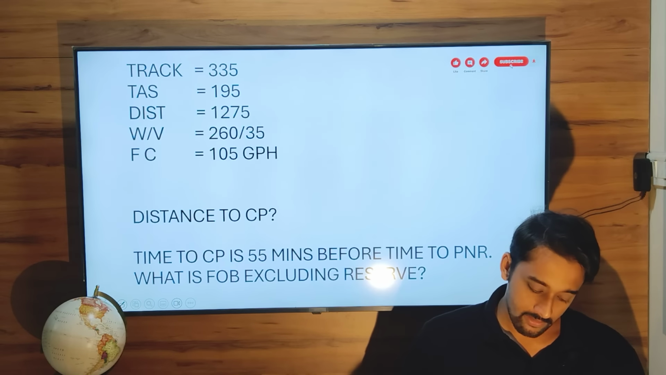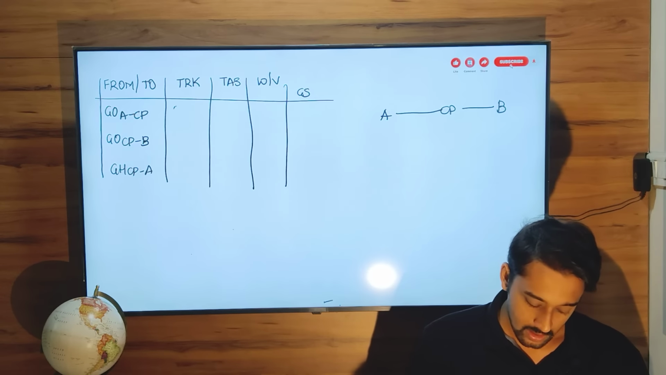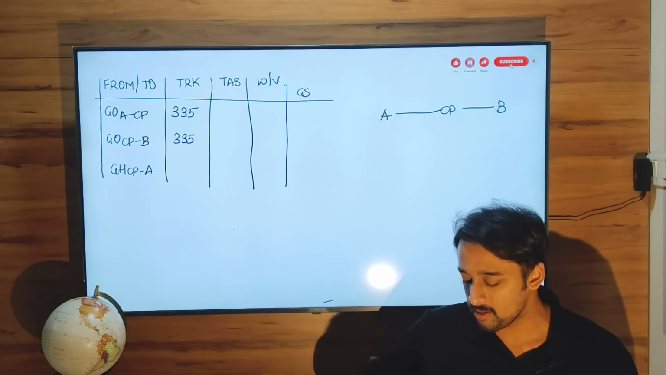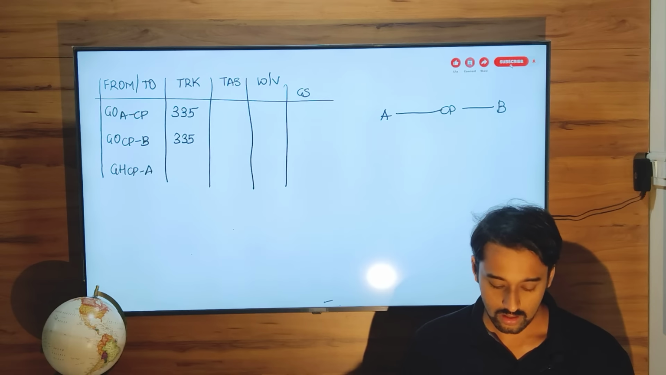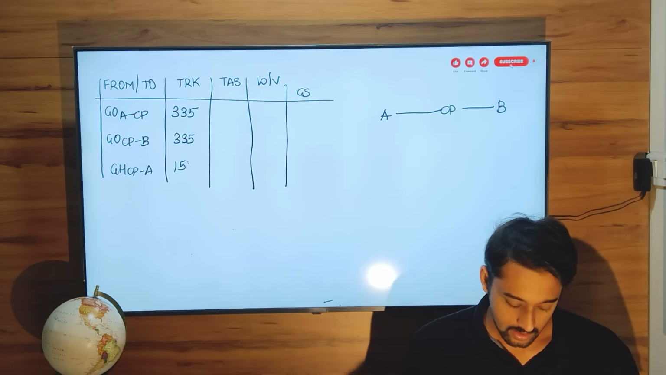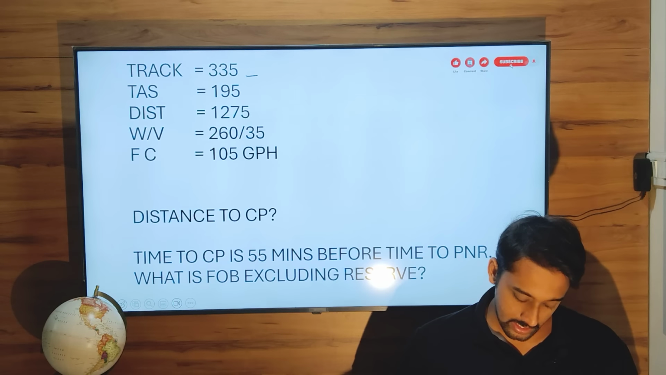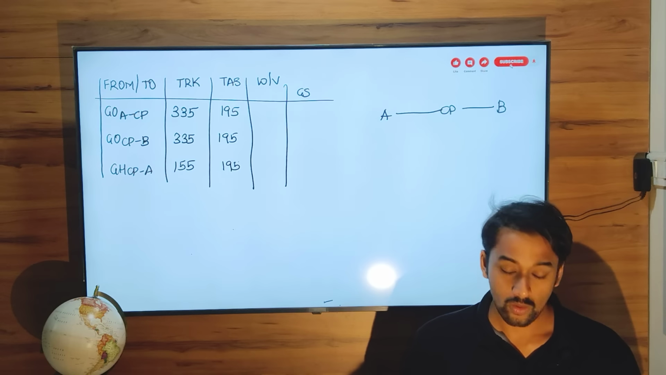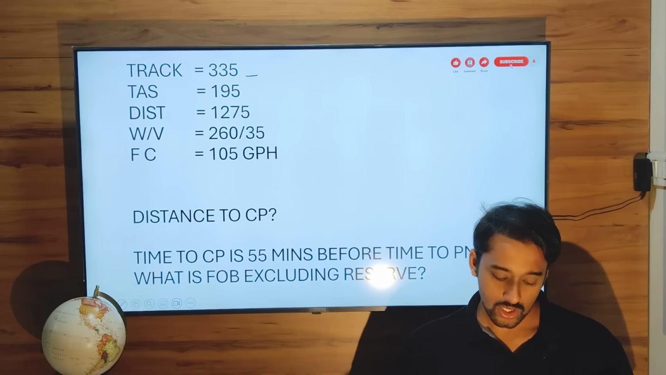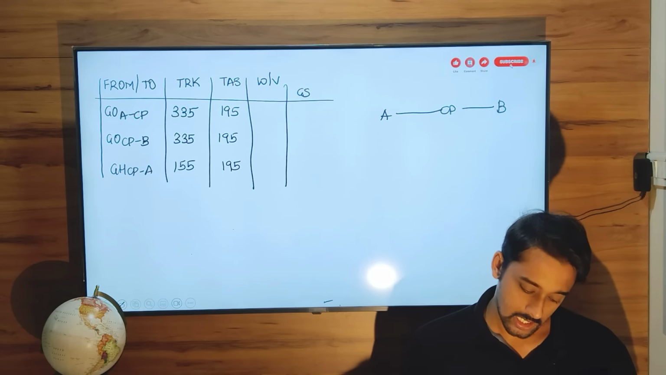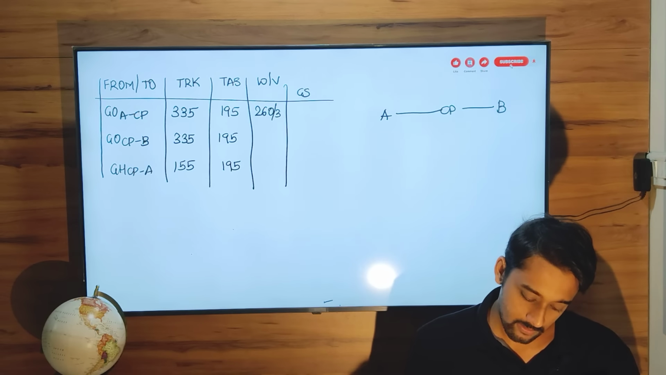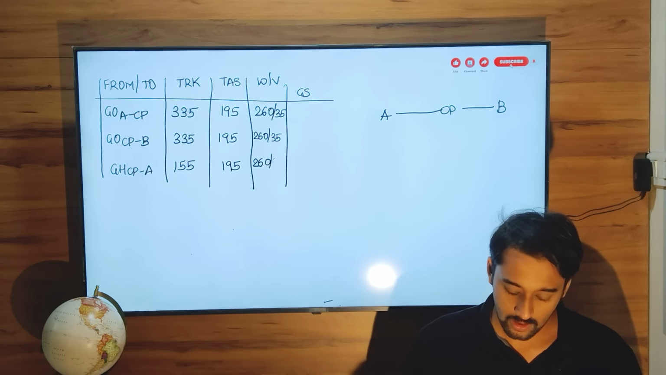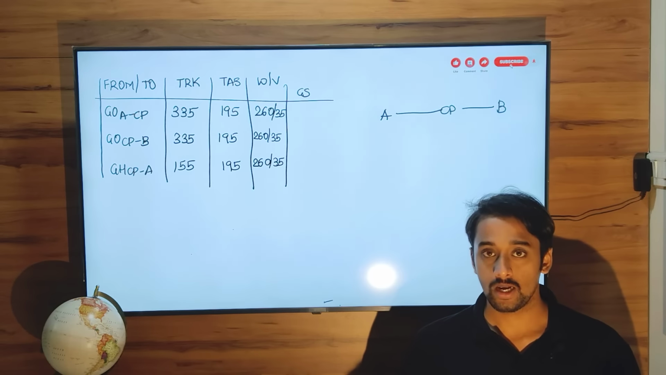Now going outbound, you have a track of 335. Coming homebound, the reciprocal of 335 will be 155. Task is one given for everything, 195. And the wind velocity is 260 at 35. To calculate ground speed, use the CX3.